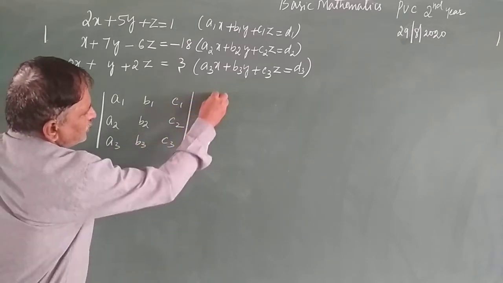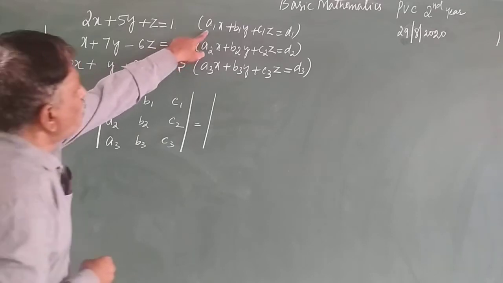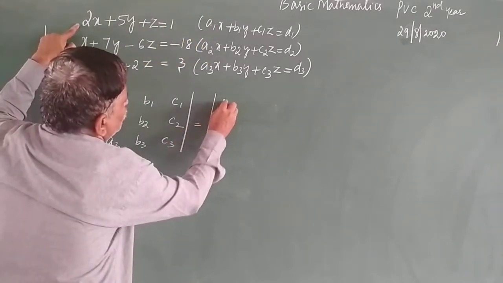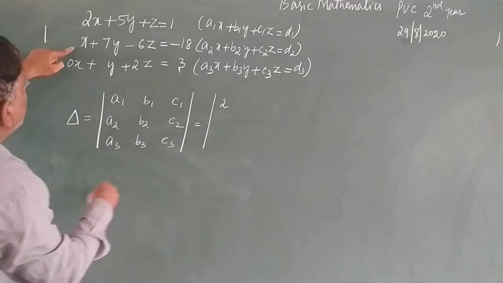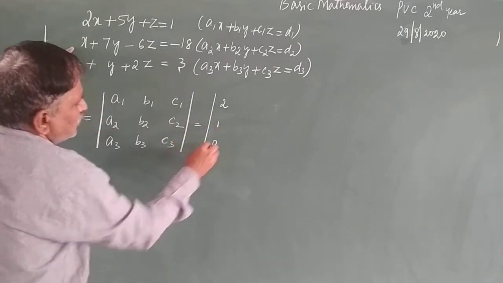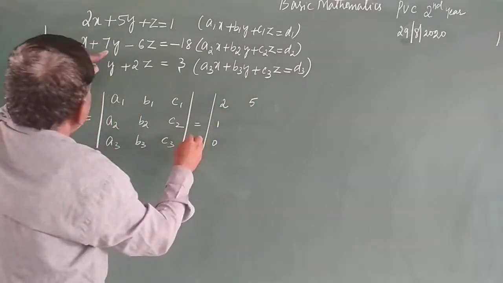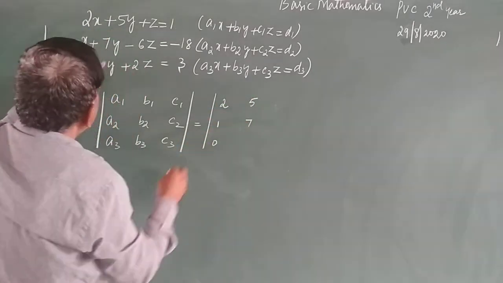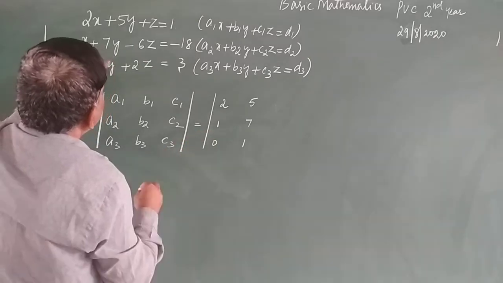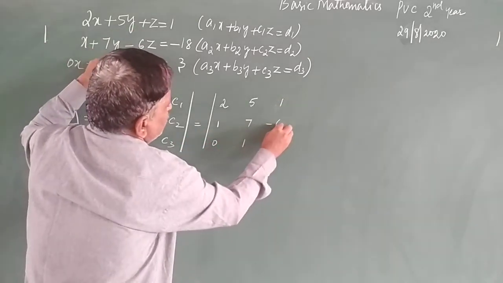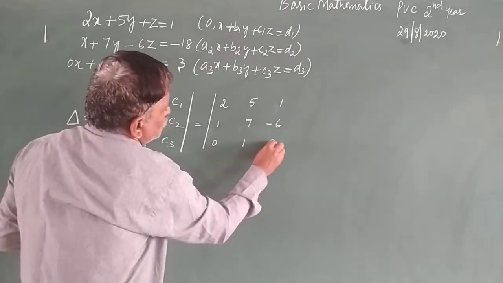So what can I write here? We have A1 in place of X; in place of A1 we have 2. I will write column wise. A2 1, A3 0. Then B1 5, B2 7, B3 1. Similarly C1 1, C2 minus 6, C3 2.